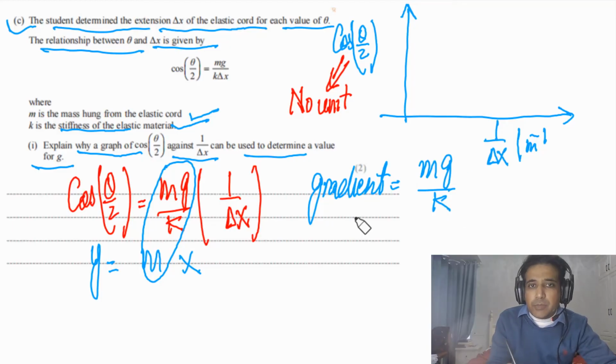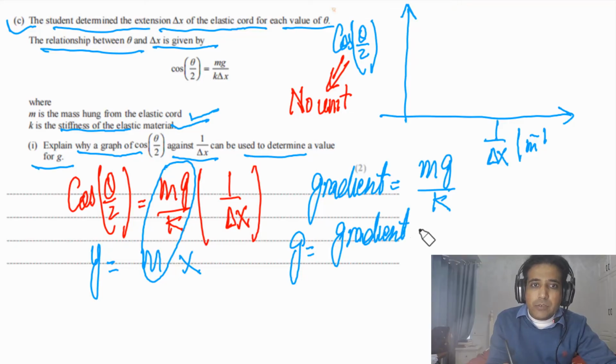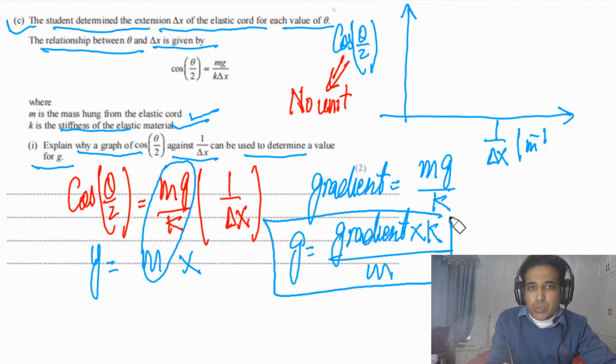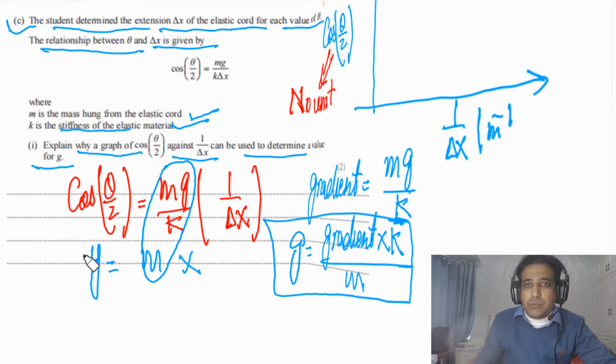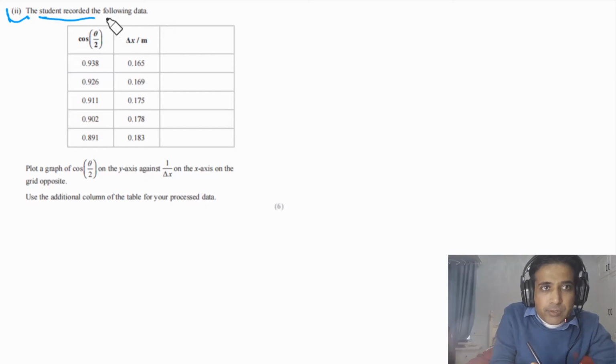So we have to determine g from here. We can say g will be equal to gradient times k divided by m. So this is what we need to write down for the answer of this question. A typical question: simply you need to understand how to rearrange this equation, and then you need to compare with the straight line equation. The second part says the student recorded the following data.